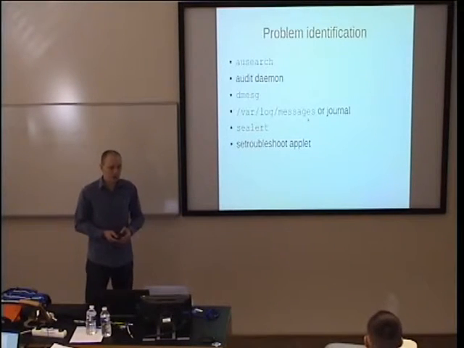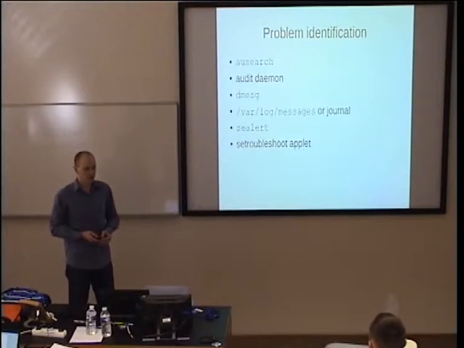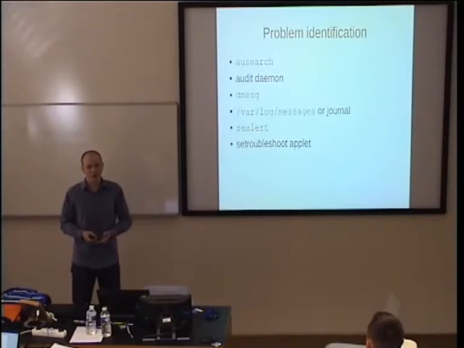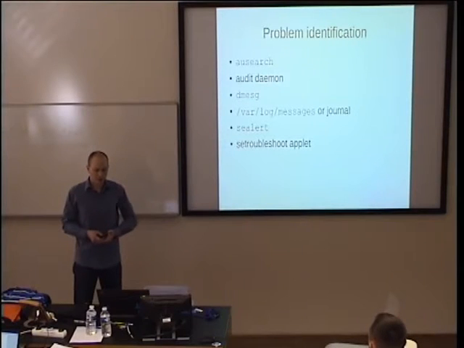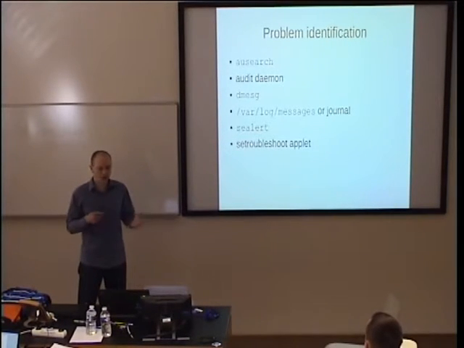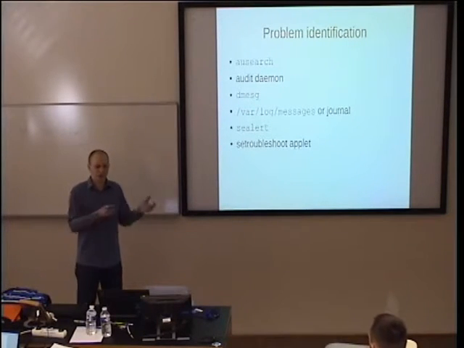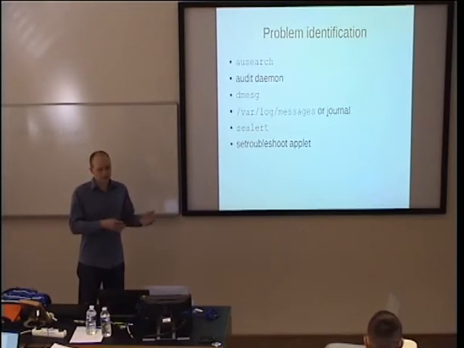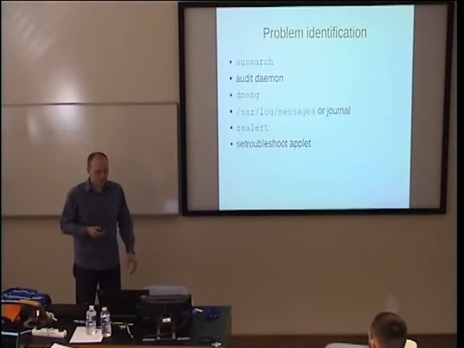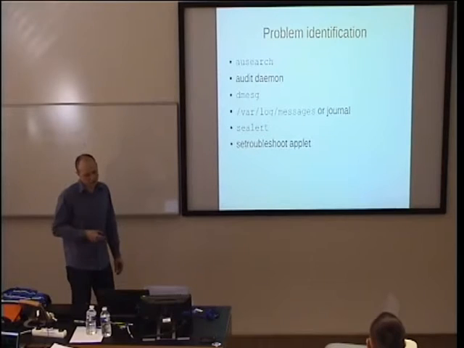Okay, so the first part is problem identification. First, we need to find out if the problem we see is really SELinux related. It usually means that there can be different kinds of problems, and SELinux problems usually manifest themselves by an AVC, an SELinux denial. Either it is a denial in the user level, or on the kernel level, and so on.